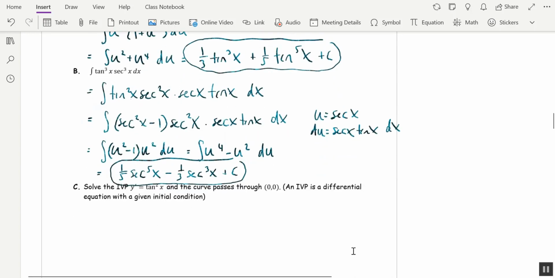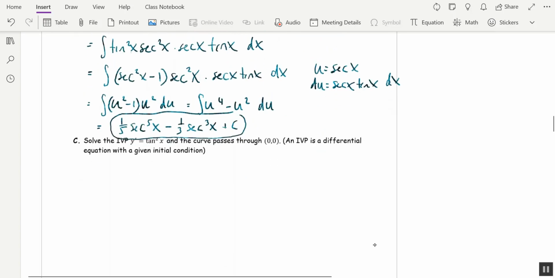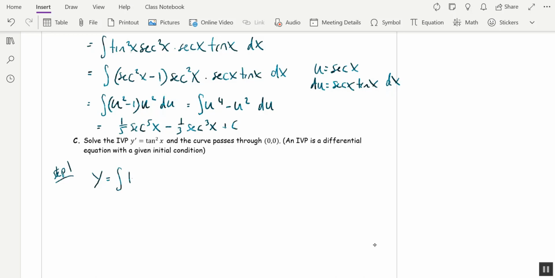Solve the IVP. Y prime is tangent squared, and the curve passes through 0, 0. So the idea here is to find y. If y prime is tangent squared, then the way we're going to get y is to integrate. This is a 3-step process. Step 1 is to find y. Y is the integral of y prime, which is tangent squared x dx. Well, that's not a basic formula, and I don't know a function whose derivative is tangent squared. However, if I rewrite this as the integral of secant squared x minus 1 dx, I can integrate because the derivative of tangent is secant squared. So this is just going to be tangent x minus x plus c.